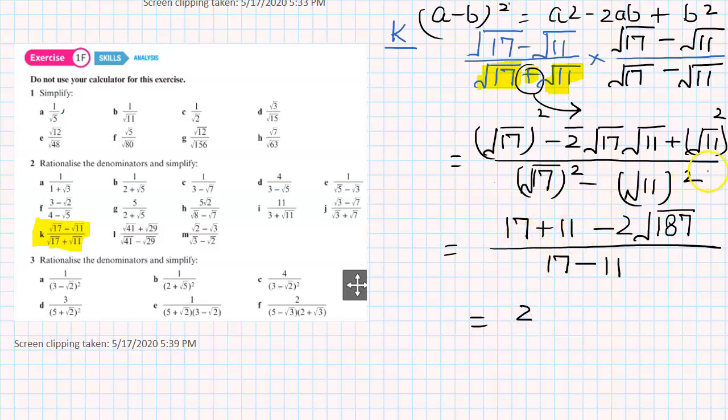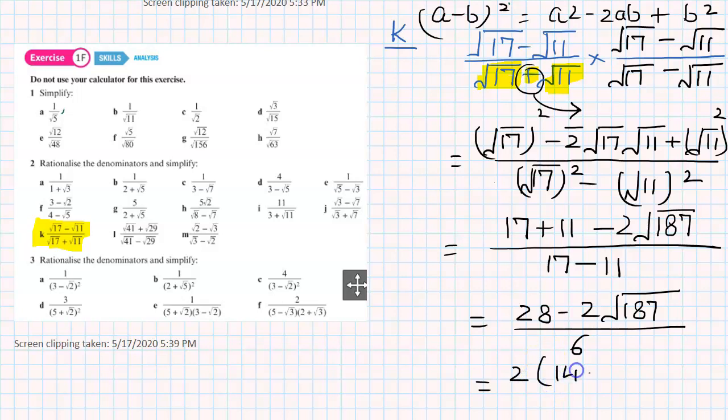28 minus 2 root 187 divided by 17 minus 11 is 6. So if we take 2 common, that is 14 minus root 187 divided by 6. This you cancel by 3, so you find the answer. So that is this part.